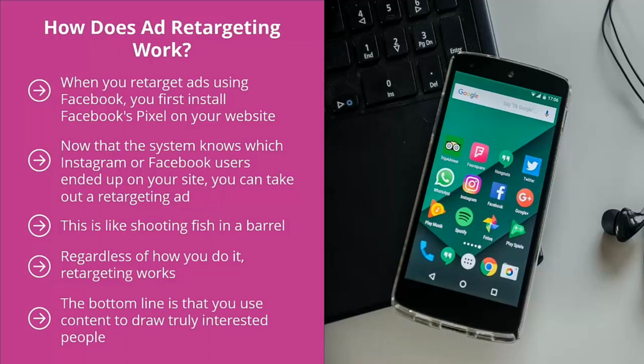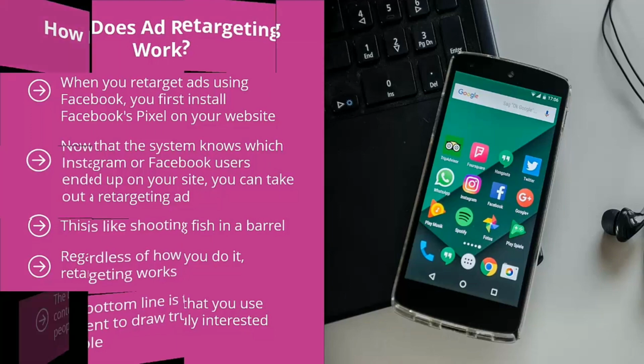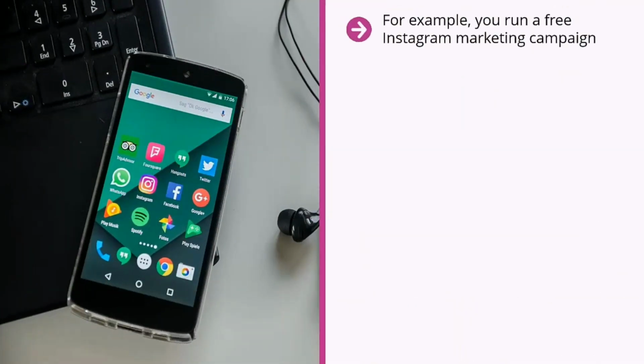The bottom line is that you use content to draw truly interested people. They wouldn't be clicking the content if they were not interested. But you have to set up your retargeting in such a way that only people who go past the initial page of your website are retargeted. For example, you run a free Instagram marketing campaign. You post reverse engineered content on your account to build up a following. Enough people like your content so they click on your profile page and they see a link to a really useful article. They click through and they end up on an article, and Facebook Pixel is paying attention to them.